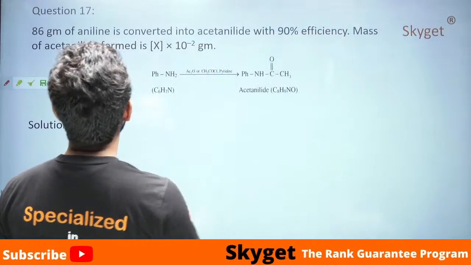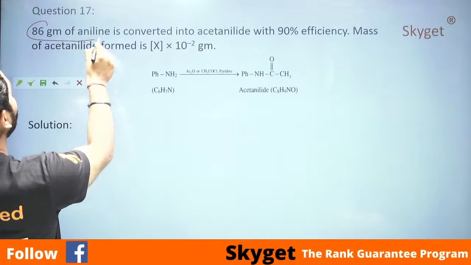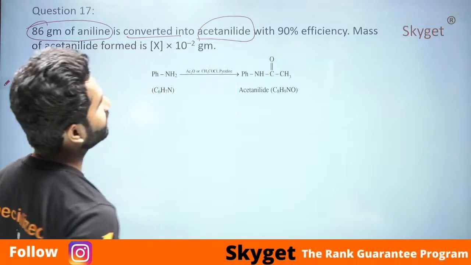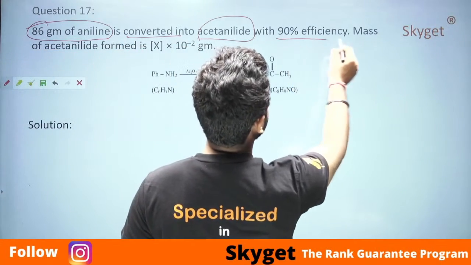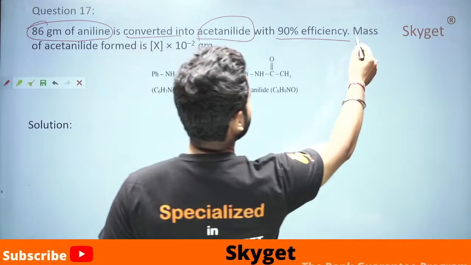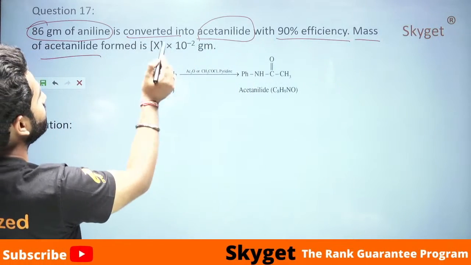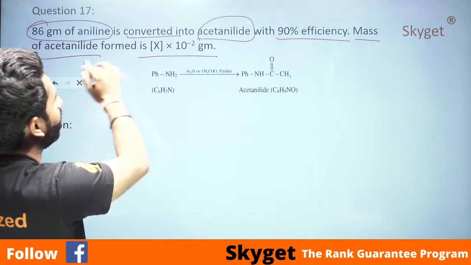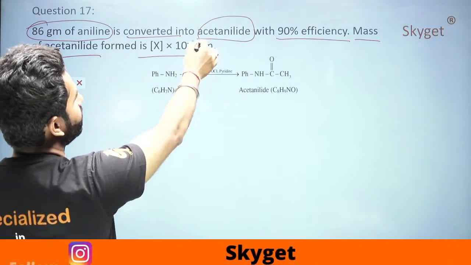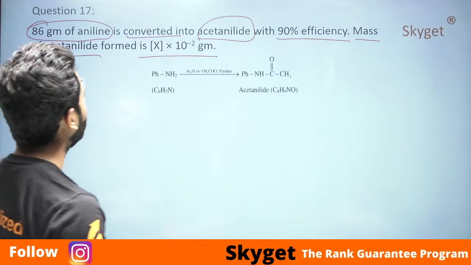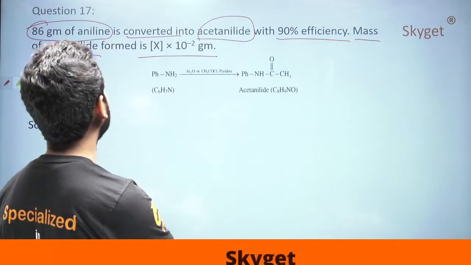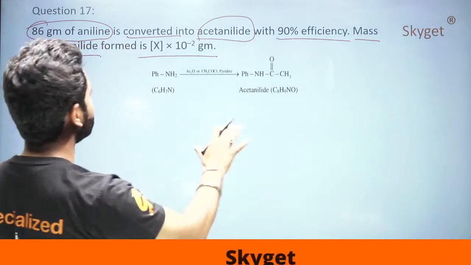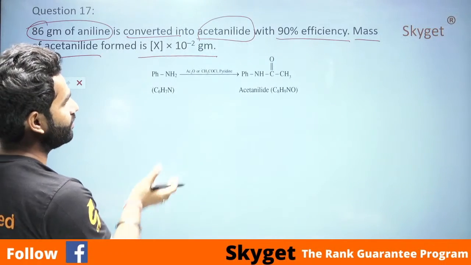Now the question says that 86 gram of aniline is converted into acetanilide with 90% efficiency, and the mass of acetanilide which is formed is given as x into 10 to the power minus 2 gram. Now what we need to do is just make a few equations and you will get to know the answer very easily.